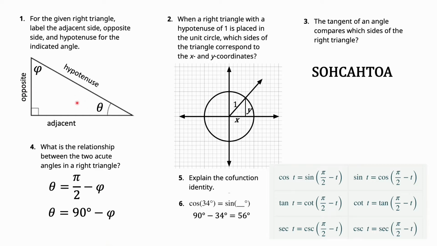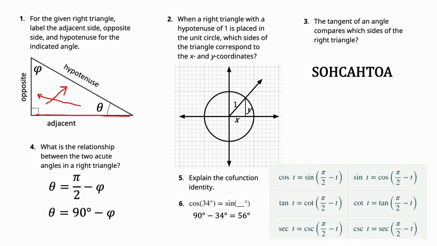this side going straight across. And then the adjacent means that it has one of the sides of the angle, and of course the hypotenuse is the side opposite the right angle here. So opposite theta, that's the opposite side. Adjacent means that it's one of the sides of the angle.